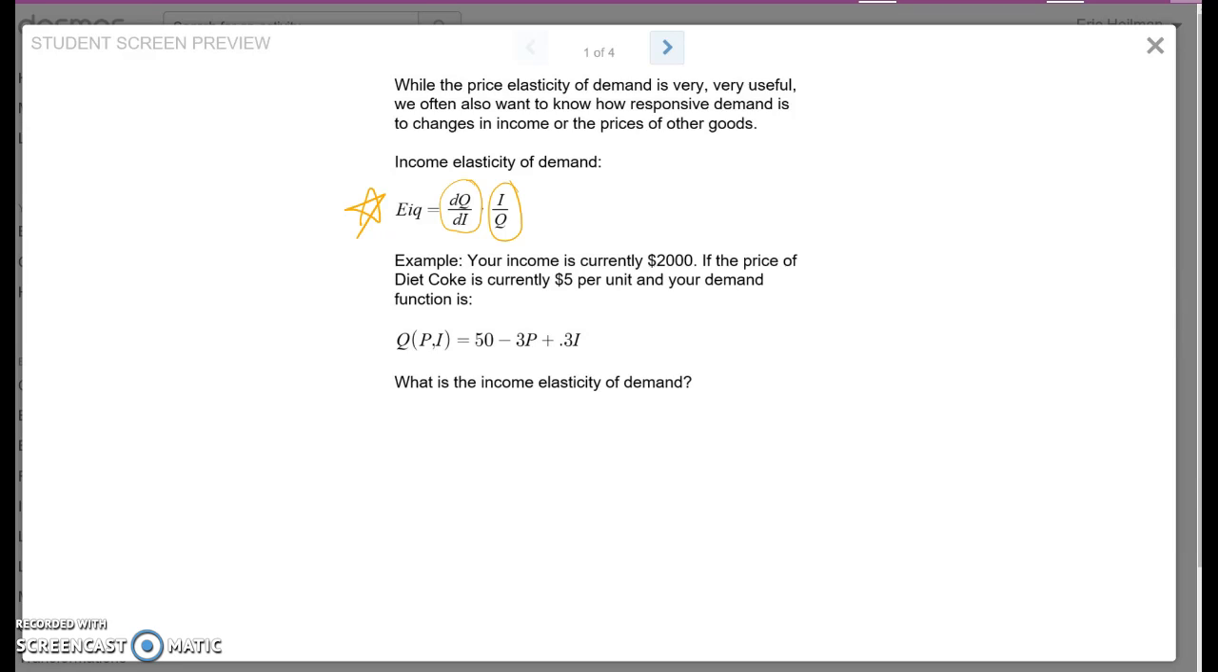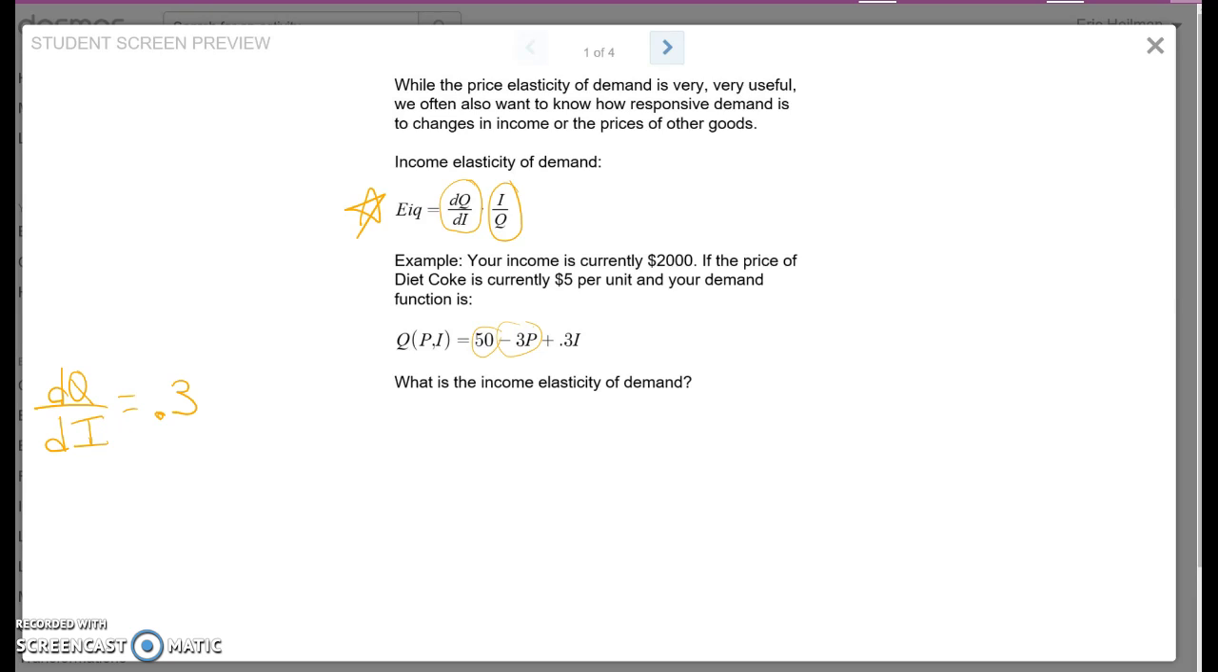I want you to go ahead and try this problem and put in your guess, and then I'll work through the solution. So I'll give you a second to put that in. Okay, so dQ, the derivative of the quantity demanded with respect to income. The derivative of 50 with respect to I is just 0 because it's a constant. The derivative of negative 3P with respect to I is just 0 because when we're taking the derivative with respect to I, P is treated as a constant. So that drops out. And when you apply the power rule to the last term, you just get 0.3. So dQ/dI is just 0.3.